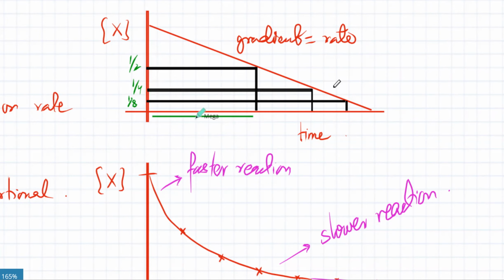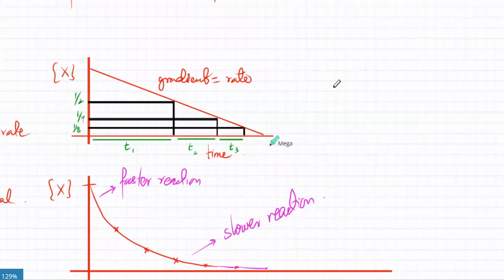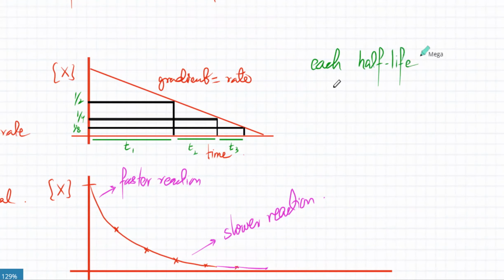Let's say this is the first half-life, T1. Then you have your second half-life. That's the time required for the second half-life. And this is your third half-life. That's the time required for the third half-life. So what's the relationship? The relationship is each half-life is half of the previous half-life.